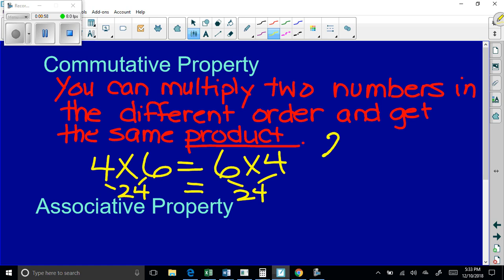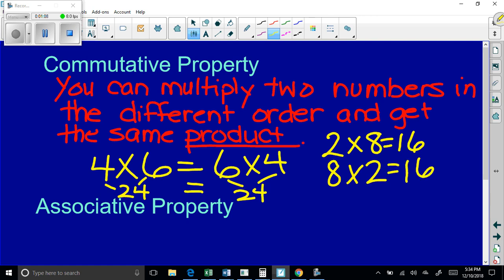If I have 2 times 8, I know that that is 16. But I can also do 8 times 2. And the reason for that is because I have the same factors in both of the equations. And when you have the same factors in both equations, it doesn't matter which order you do it.